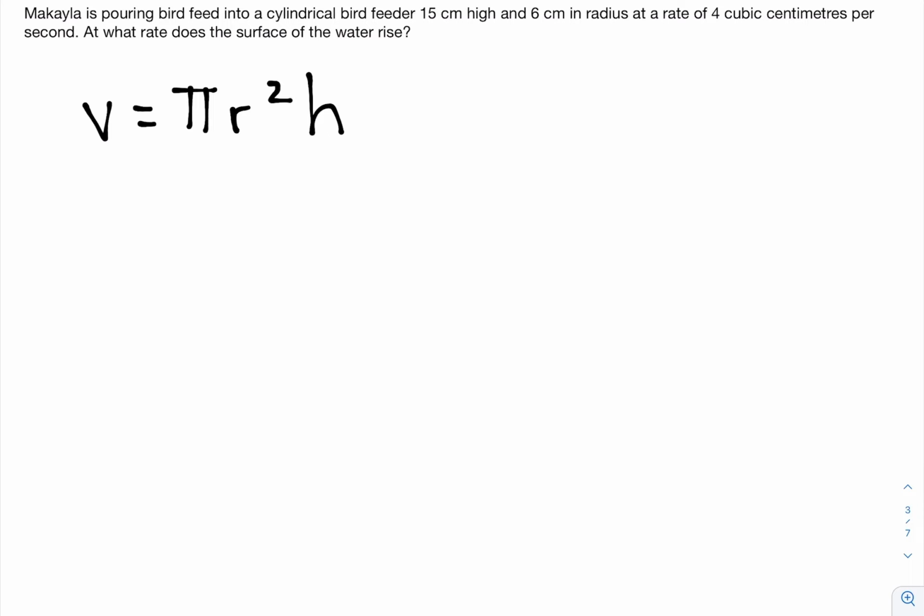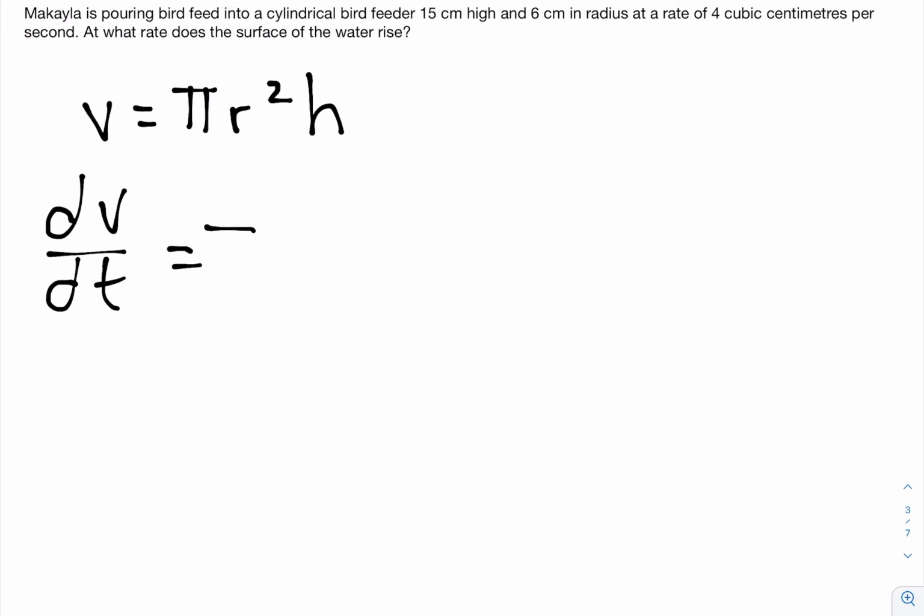So the volume of a cylinder. We're looking for, let's see, what rate does the surface of the water rise? Okay, so the rate at which the surface water rises, let's see. So let's just write this out. If we differentiate both sides, we get dV by dt, and then, so now we have two variables on the right. So that means we're going to have to use the product rule on this one.